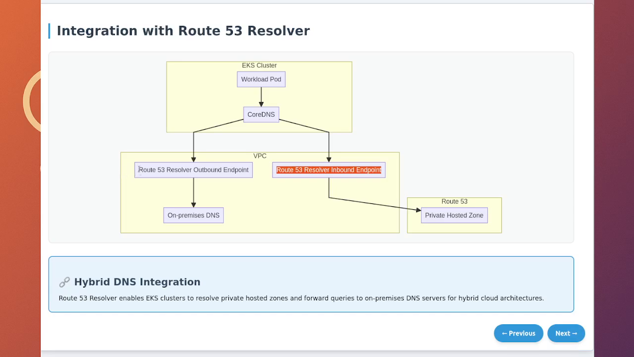To configure this integration, you create resolver endpoints in your VPC and then modify the CoreDNS configuration to use these endpoints for specific domains. This setup is common in enterprise environments where EKS workloads need to resolve internal corporate DNS names or access resources in other VPCs.